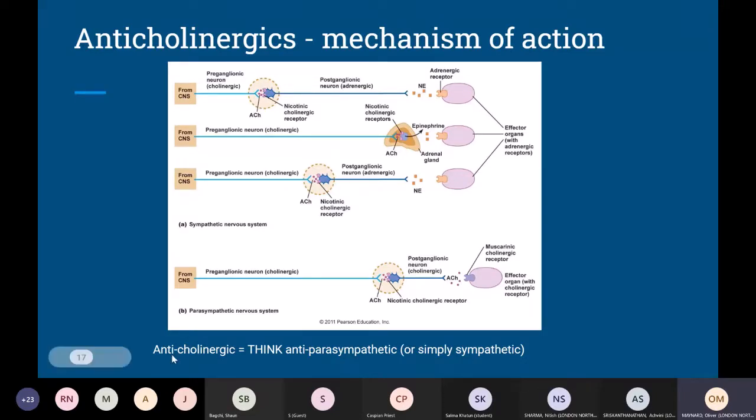So when I see the word anticholinergic, I think of anti-parasympathetic, or simply the other way around, thinking of that as sympathetic. Obviously, if sympathetic is fight or flight, then parasympathetic is rest and digest. That increases secretions from our salivary glands, which if we block, is going to cause drying up of our respiratory secretions.